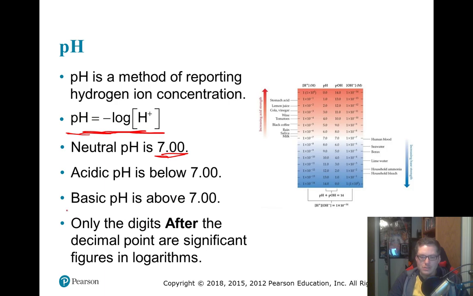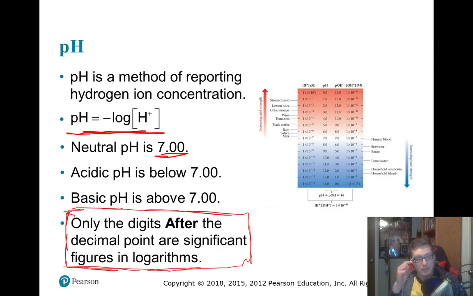Now, one interesting thing here, and this is important, and this is the way logarithms work. Remember that the number in front of the decimal point just tells you how many spots over your decimal point is in your number. It doesn't tell you what your measurements were, it just tells you how far over it was. So it's a placeholder value. It just tells you what tenths place you're at.